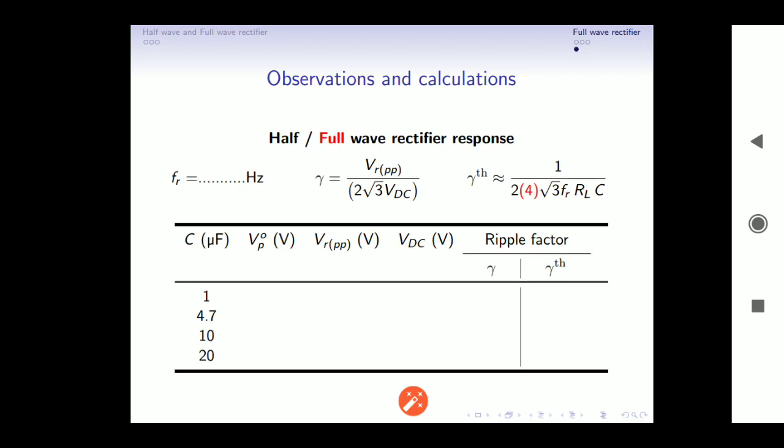This is the tabular column to note down all the parameters and finally to estimate the ripple factor experimentally and theoretically. If the two are working properly, then the two values should match, and you can make an error table between theoretical and experimental values. So that's the procedure for the half wave and full wave rectifier, and that ends the lecture.